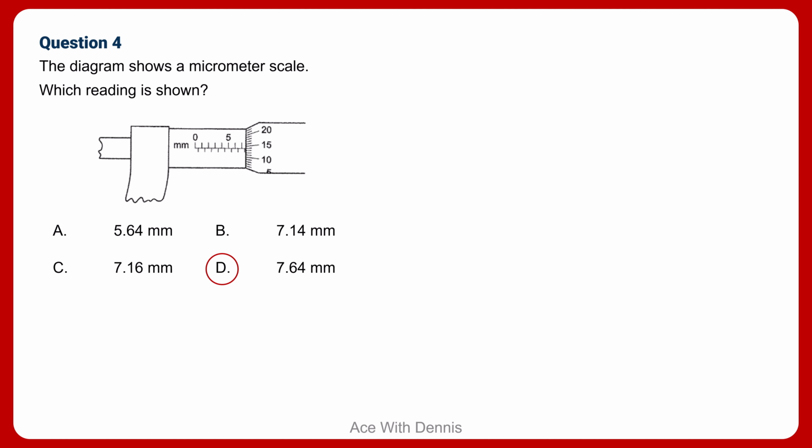To take the reading, first we need to look at the main scale, or the sleeve scale. From here we can see this is 5, this scale is 6, and this scale is 7. We also can see that there is one scale at the bottom, which is 7.5. Next, we look at the scale line which is aligned to the thimble scale. From here, we can see that the value is 0.14. Hence, the reading will be 7.5 plus 0.14, which gives us 7.64 millimeters.